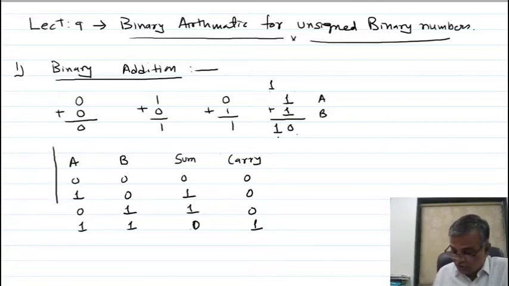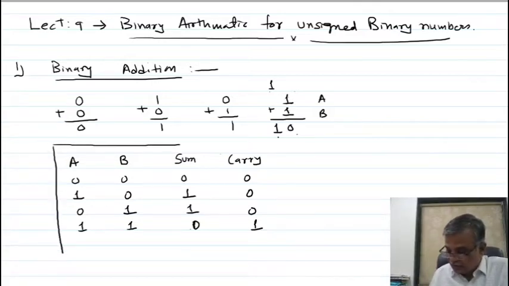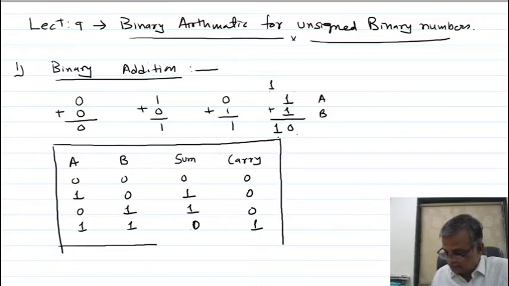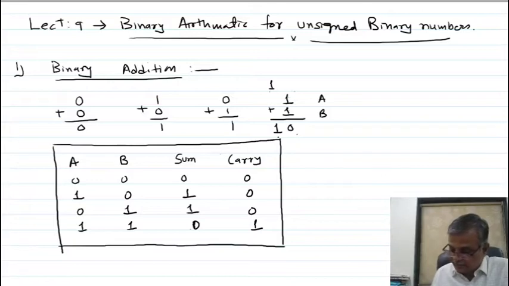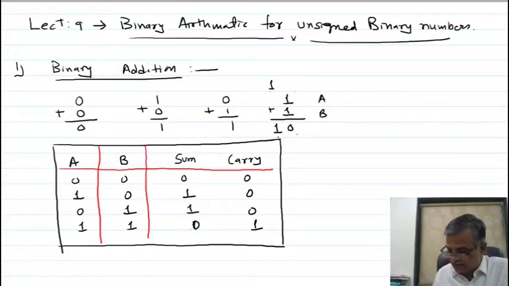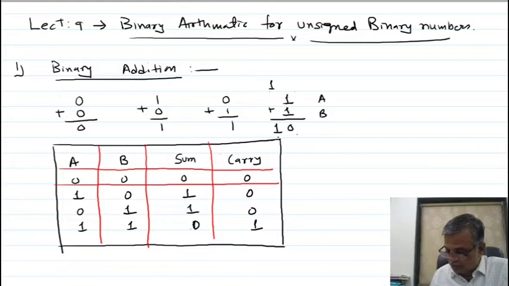So this is called the rule of addition of the binary bits A and B. So you have to remember this table. It's a very simple table.